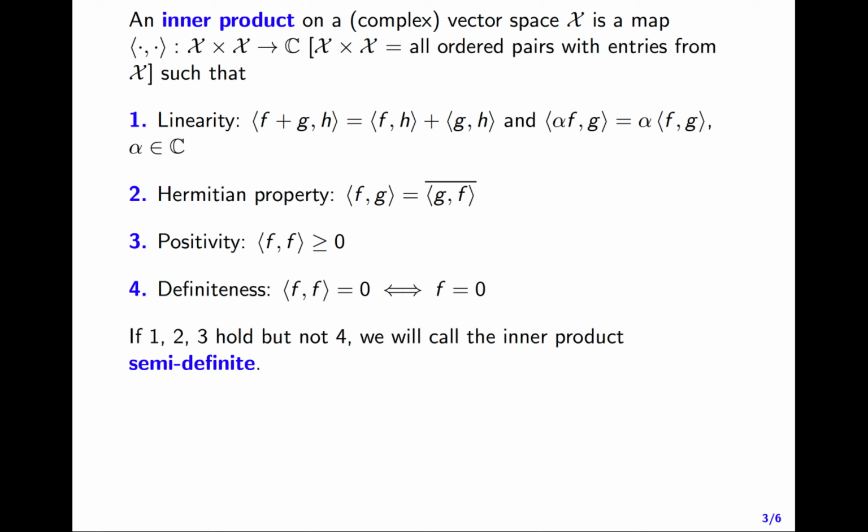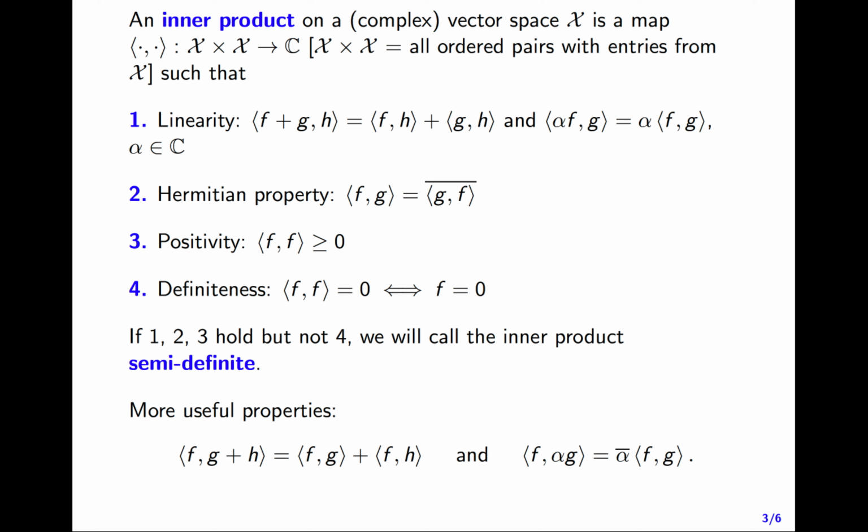And if you have properties 1, 2, and 3 holding, the linearity, the Hermitian property, the positivity, but not necessarily the definiteness, we will call the inner product semi-definite, sort of along the lines of how we had semi-norms in a previous video. Some other useful properties to remember are linearity in the second slot, sort of. The inner product of f with g plus h in the second slot is the inner product of f and g plus the inner product of f and h. And you have this sort of conjugate linearity in the second slot. The inner product of f with alpha g in the second slot is alpha bar times the inner product of f with g.